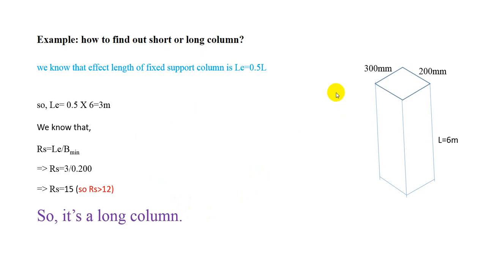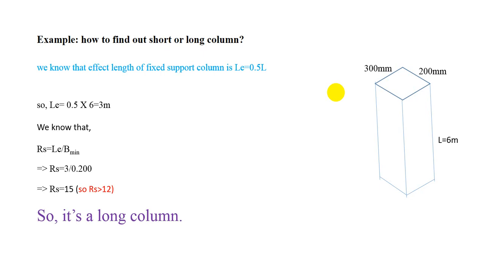Actually, in the columns we use in our construction, our floor-to-floor height is always considered as 10 feet, 12 feet, like that, maximum 15 feet or something. And then our column dimensions are big compared to that. So most of the time we use short columns in our building. This is a good question: if someone asks which type of column we use in our building, it is a good answer that most of the time we use short columns in our building or construction, according to its height and shape.